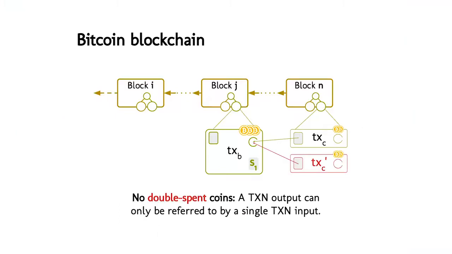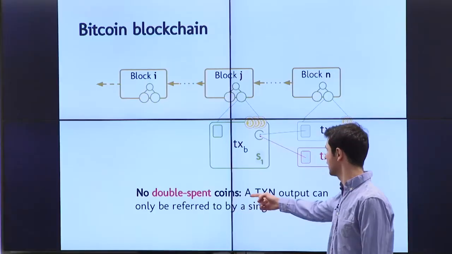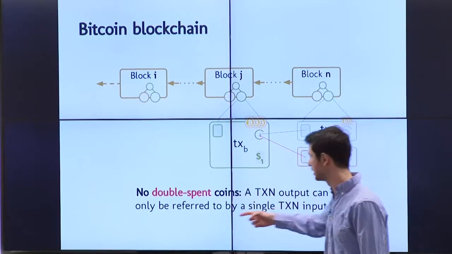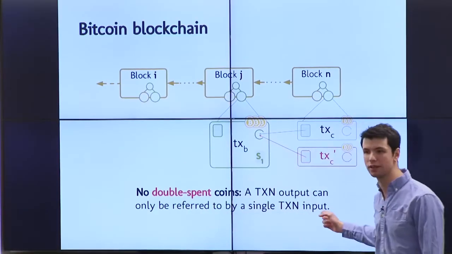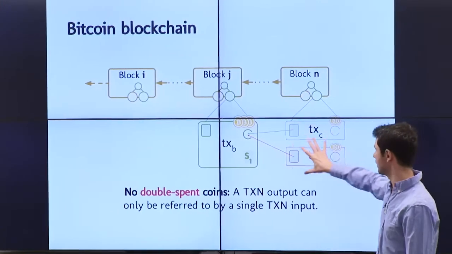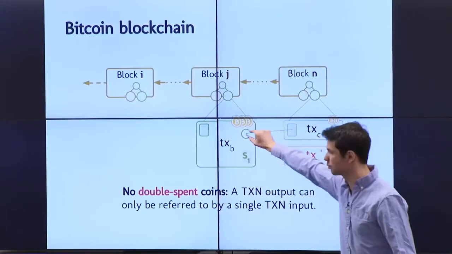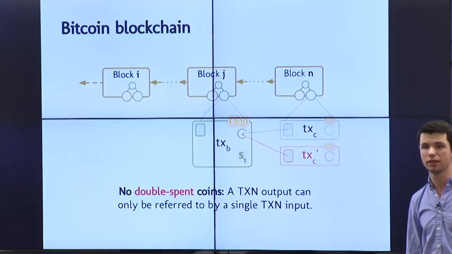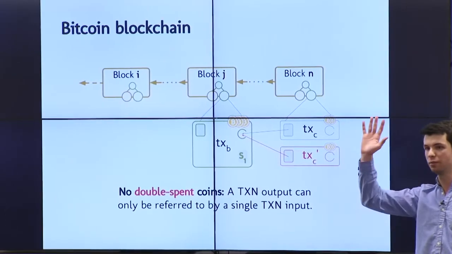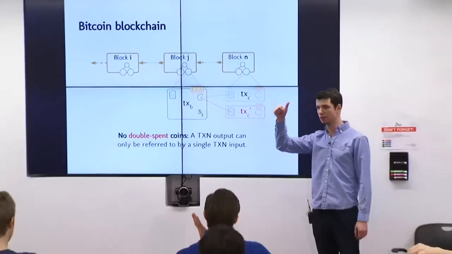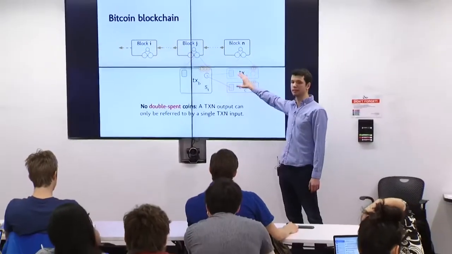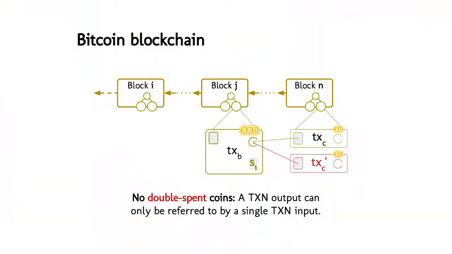All right, and the high-level idea of Bitcoin is that you cannot double spend coins. What that means is that a transaction output can only be referred to by a single transaction input. So this thing right here in Bitcoin, where I have 2 inputs spending an output, cannot happen, right? How many of you are familiar with this already? Okay, good. So actually, this is the essential trick that Catena leverages, and we'll talk about it soon.